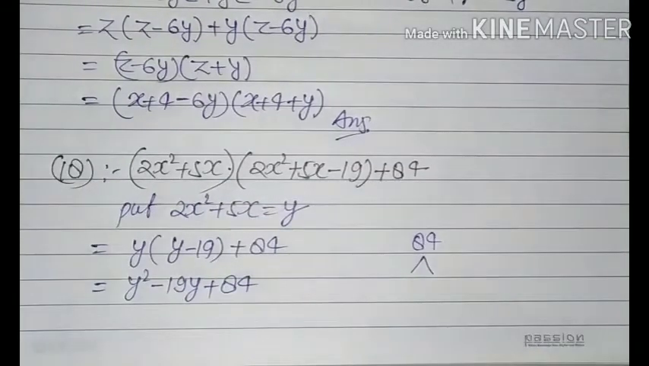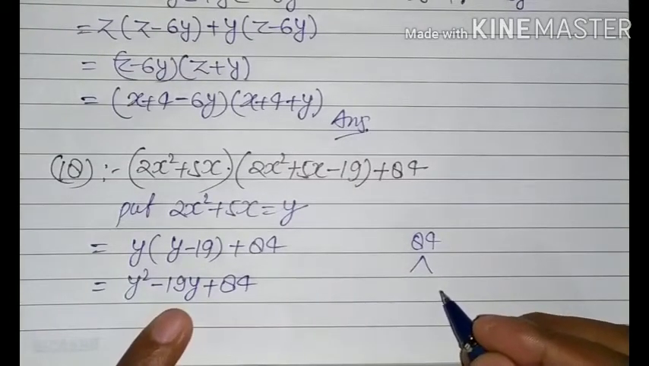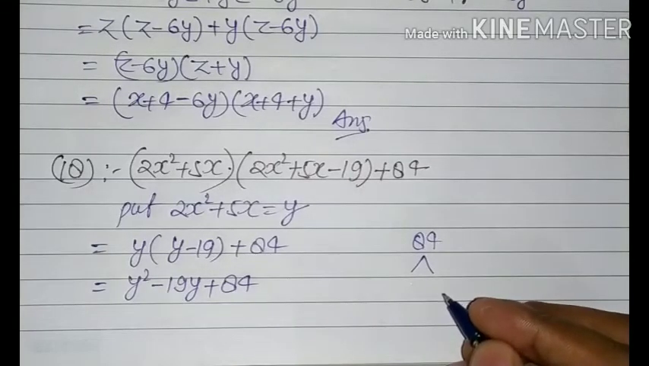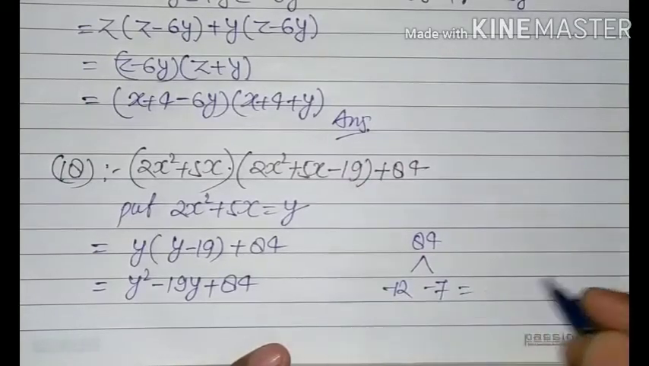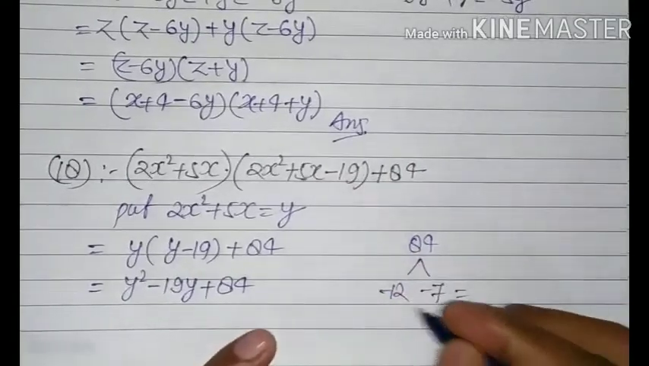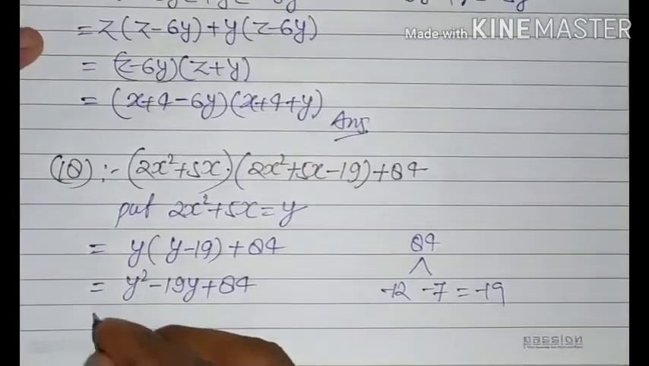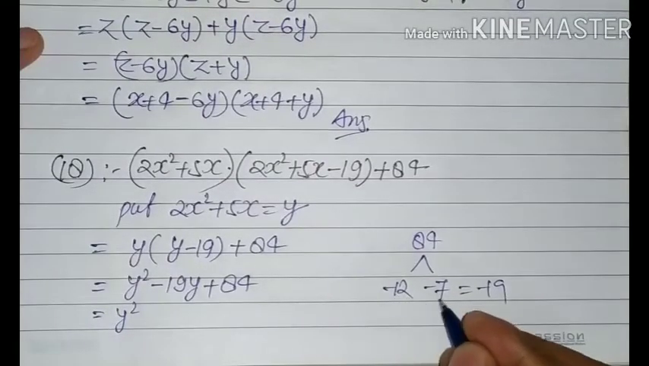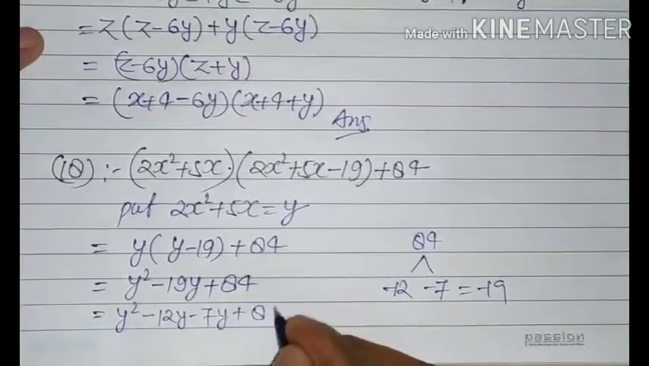Splitting 84 into real numbers such that their product should become 84 and their algebraic sum should become minus 19. I think the numbers are 12 and 7. 12 times 7 is 84 and 12 plus 7 is 19. Then here are minus 12 and minus 7. Their product will be 84 and their algebraic sum will be minus 19. Now I am going to write y square and minus 19y in terms of minus 12y and minus 7y, then it will be y square minus 12y minus 7y plus 84.